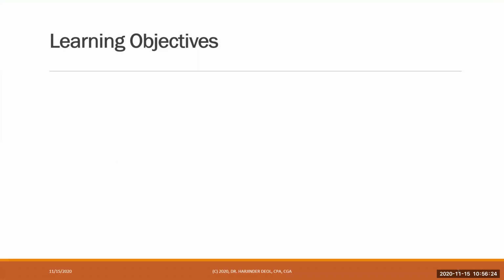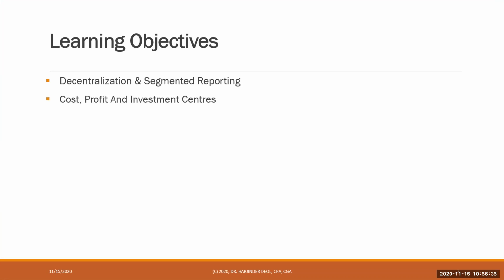The learning objectives for this chapter include understanding the difference between decentralization and segmented reporting, the concepts of cost, profit, and investment centers, and how to calculate and use return on investment and residual income as two metrics for evaluating the performance of investment center managers.